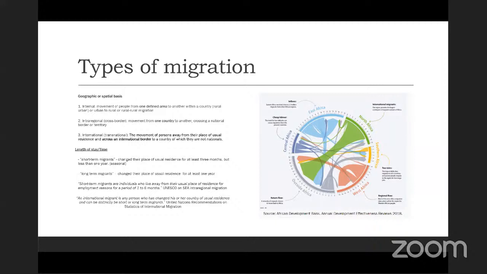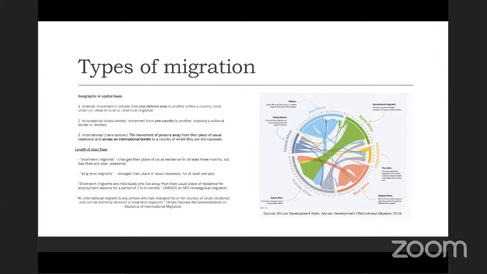An example of international migration is North Africa. So going back to our map, you look at the big green arrow that crosses from North Africa to the outside of Africa. Now, the importance of these definitions, sometimes we think, is it really important?